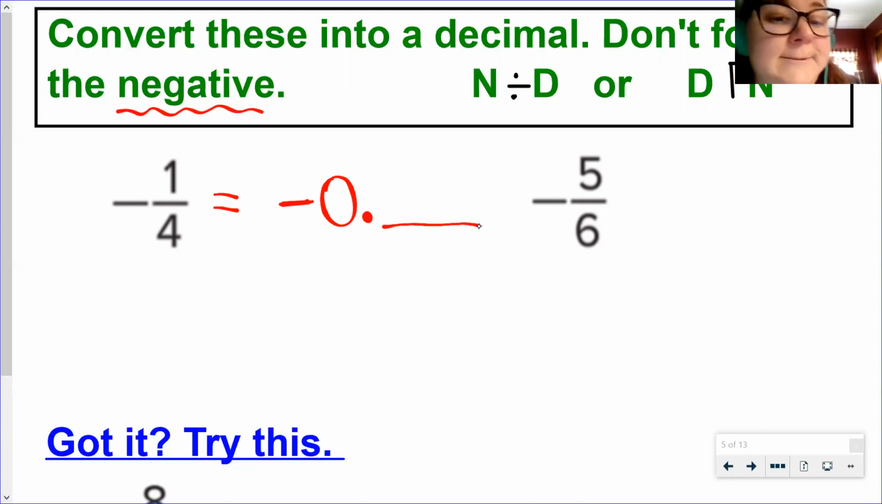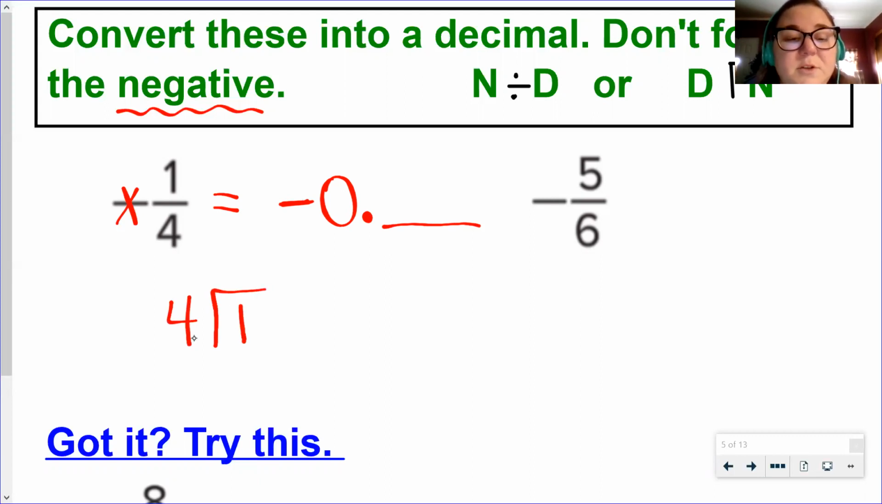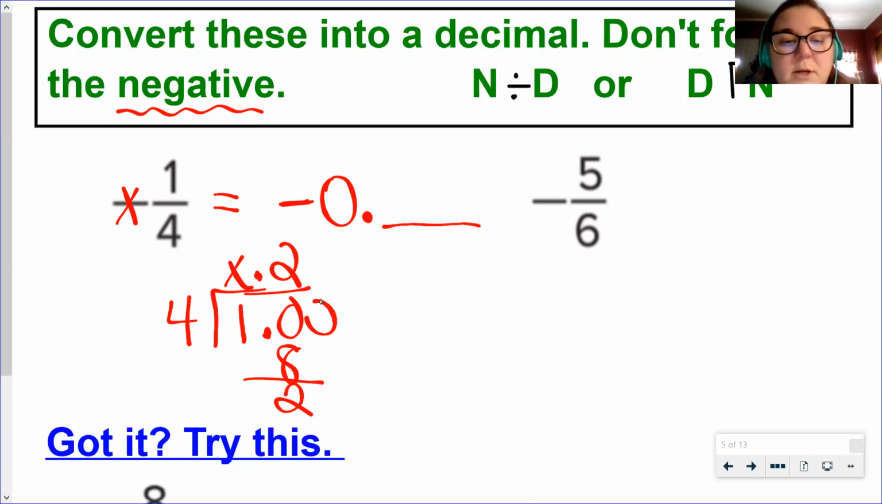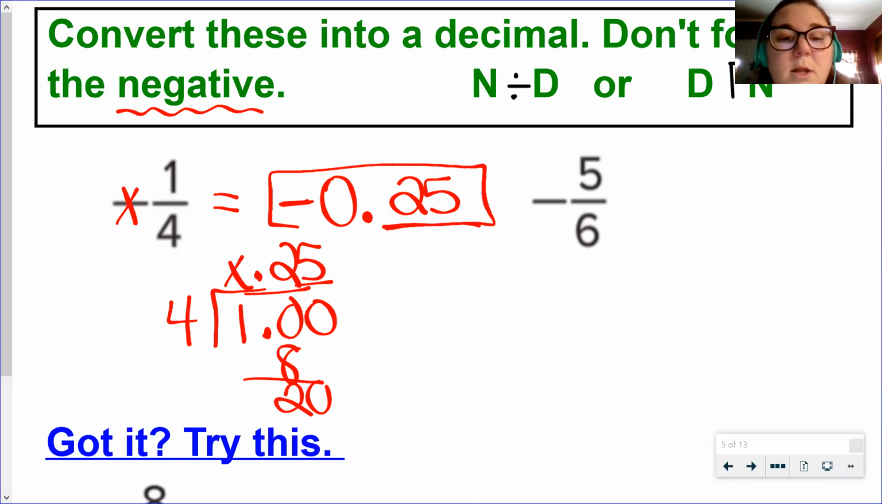Most of us know what 1/4 is, but I'm just going to show you again. Add a decimal, raise it up, add a 0. That's a 2. Add a 0, bring it down, 5. So instead of it being 0.25, it's negative 0 and 25/100. So there you go. Okay, next one.